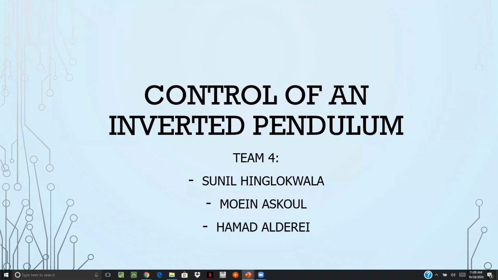The control of an inverted pendulum. This is made by Team 4, made by Sunil, Moen, and Ahmad.